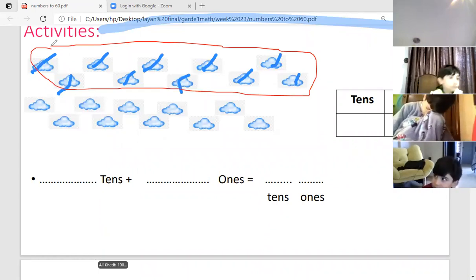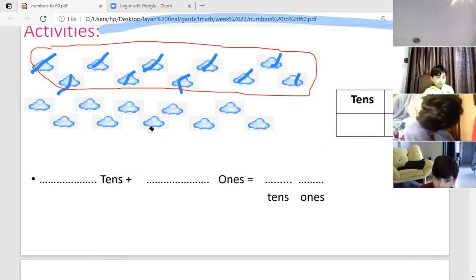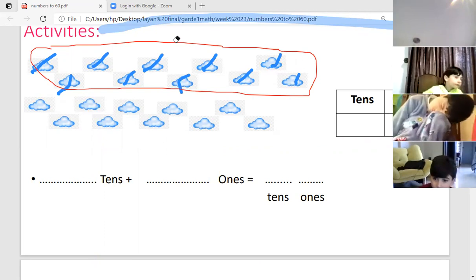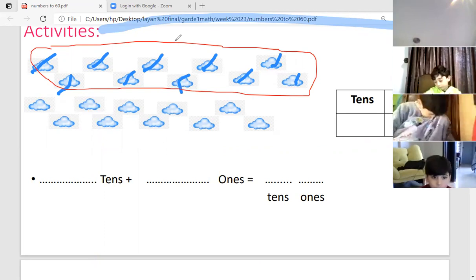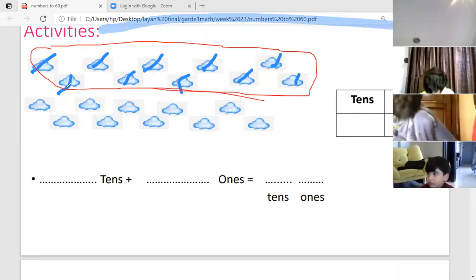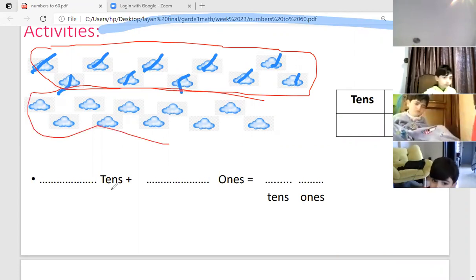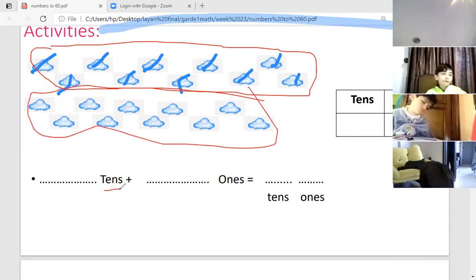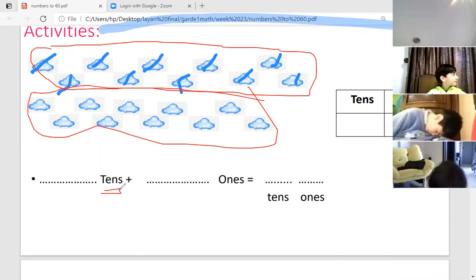One, two, three, four, five, six, seven, eight, nine, ten. Another 10. Excellent. So we're going to circle them. Okay, Ali. So how many tens do we have here? How many groups of tens? Two. Excellent. Right, two.